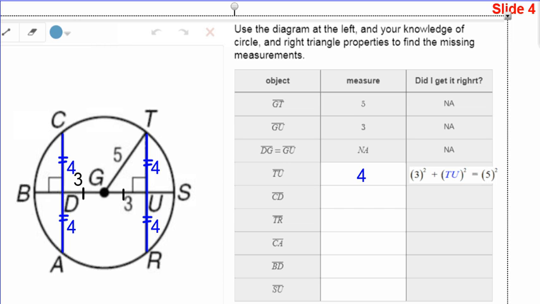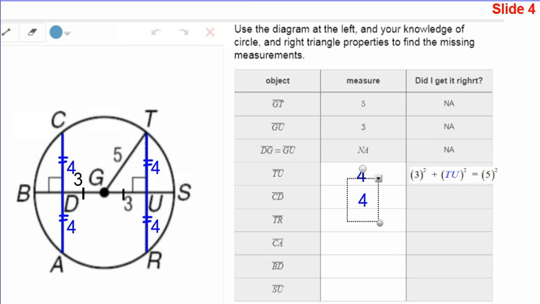So we start labeling what we know in our diagram. We can fill in a couple things more for our table. So we know some lengths. We know that CD is 4. We said we also know the length of TR by adding the two pieces together, which would be 8. And CA, again coming from the two parts, 4 and 4, would also be 8.